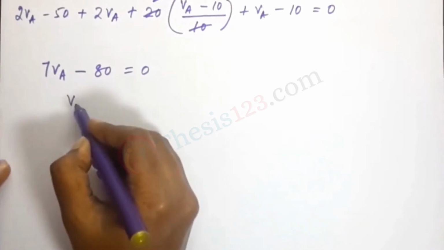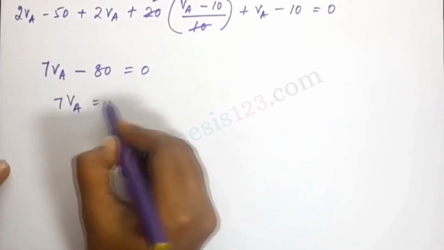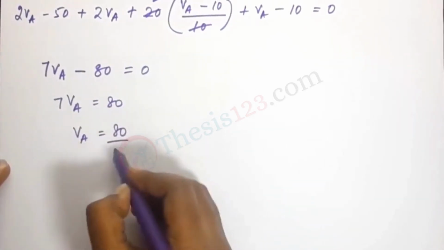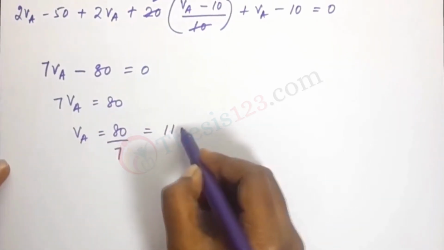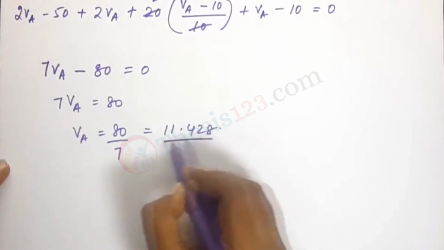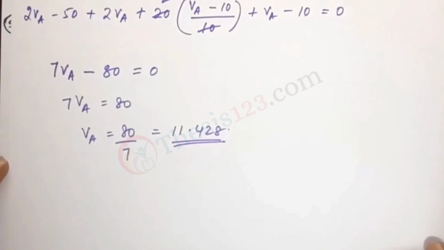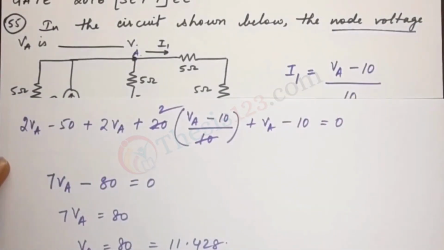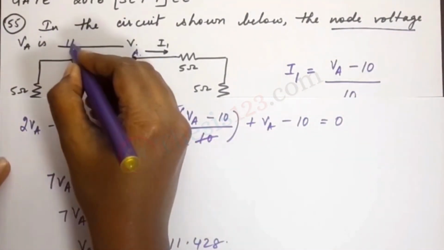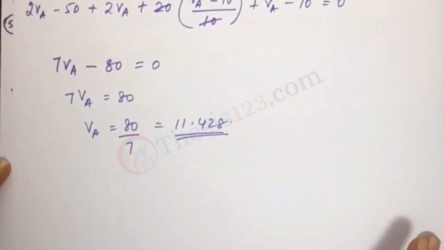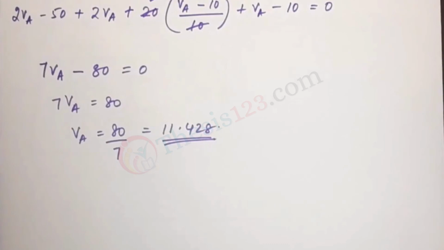So from here we have 7VA is equal to 80. VA equals 80 by 7, 11.428. So this is our final answer for node voltage VA, 11.428. I hope this has been helpful. I will help you with the next paper in the coming videos.